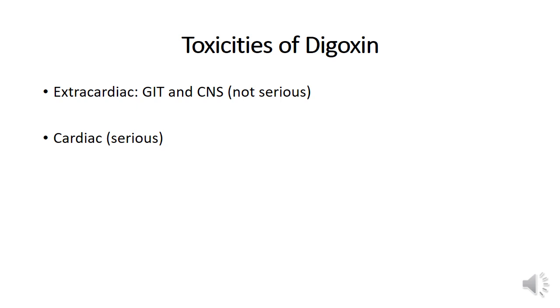Digoxin can cause extracardiac and cardiac toxicities. So GIT and CNS toxicities are not serious. Anorexia, nausea, vomiting, abdominal pain, mental confusion, visual disturbances, they are not serious. They do not require any intervention. Whereas cardiac toxicities are very serious because they can cause mortality. So interventions are required for cardiac toxicities.